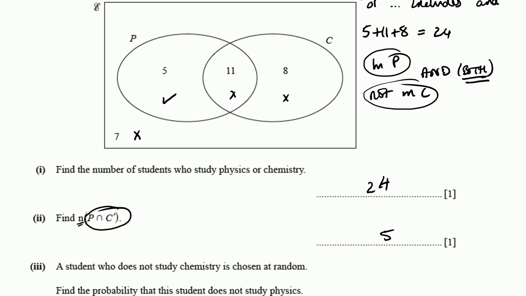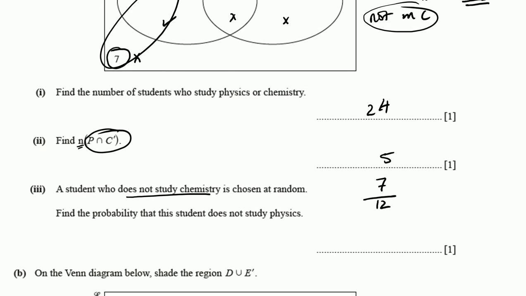Now sometimes your set theory questions will turn into probability questions. A student who does not study chemistry is chosen at random. We want to find out the probability that this student does not study physics. So let's read this statement very carefully. We are choosing from this class a student who does not study chemistry. So we have 12 students to choose from. Whatever our choice is, it's out of 12. The probability this student does not study physics, well, there's 7 of those 12 students who don't study physics, so our probability is 7 out of 12.